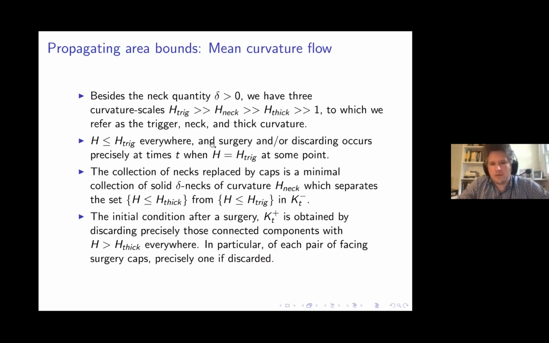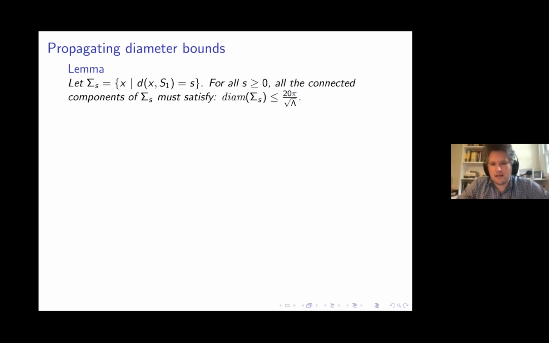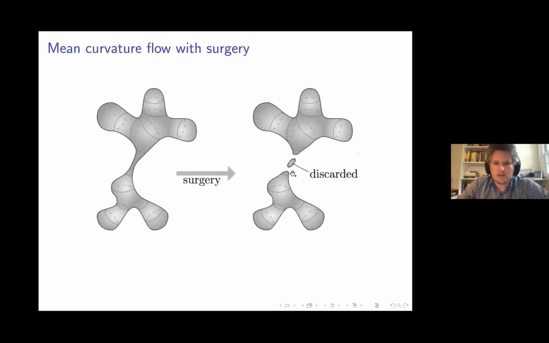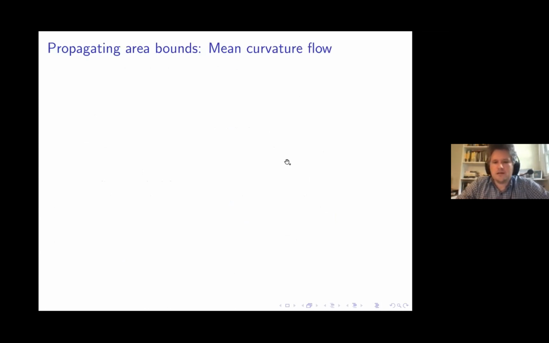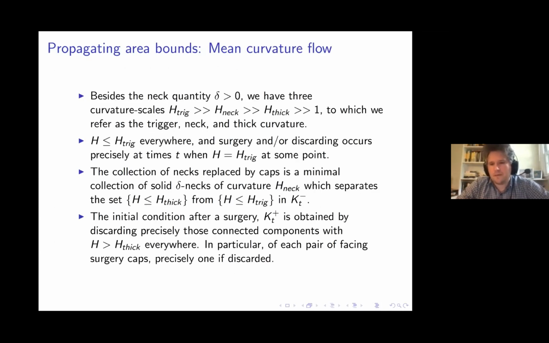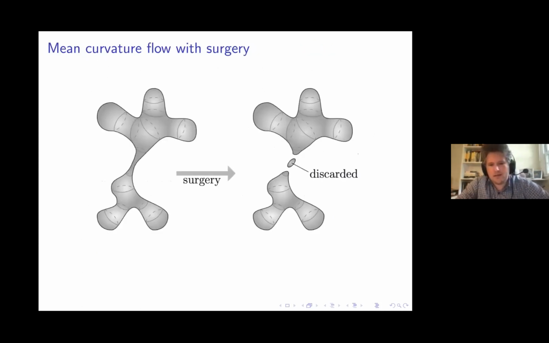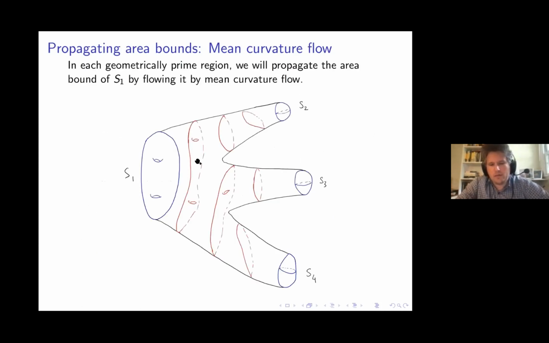So every time it hits the trigger, I do a surgery. Then I place caps that have curvature at the level of the neck. So I brought the curvature down, but then I look at the components, and if there is a component that has no thick curvature, like this one here, I just throw it away, okay? And then I keep going. The nice thing about this process is that maybe there will be a neck, it's going to pop off, and converge to these three spheres.